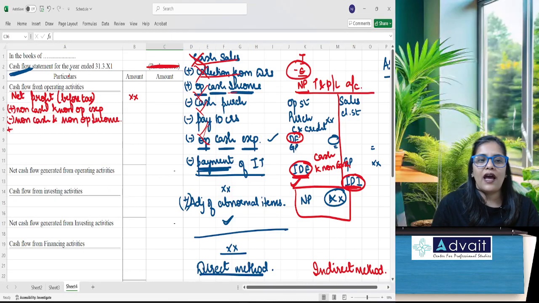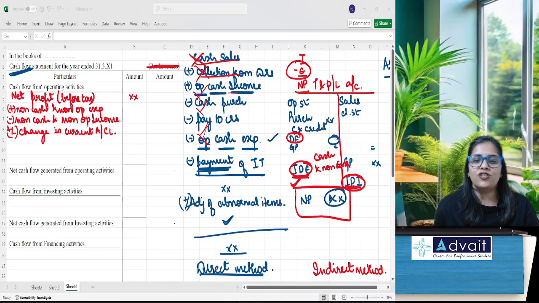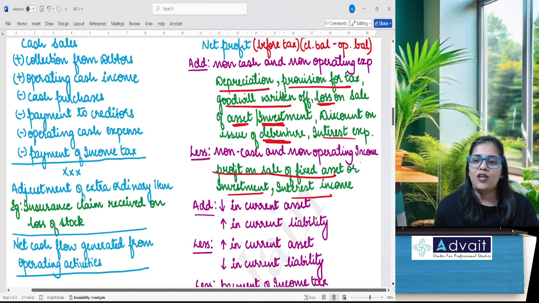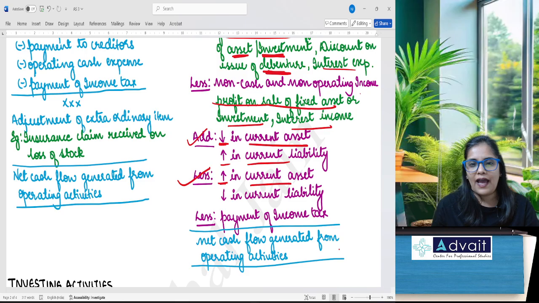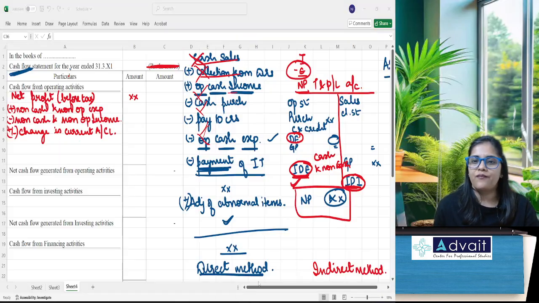Thereafter, you should add or minus any change in current asset or current liability. Any change in current asset or current liability should come here. That is, if there is a decrease in current asset, it should be added here. If there is an increase in current asset, then you should minus. Increase in current liability, add; decrease, minus. See, the logic is also very, very simple here.